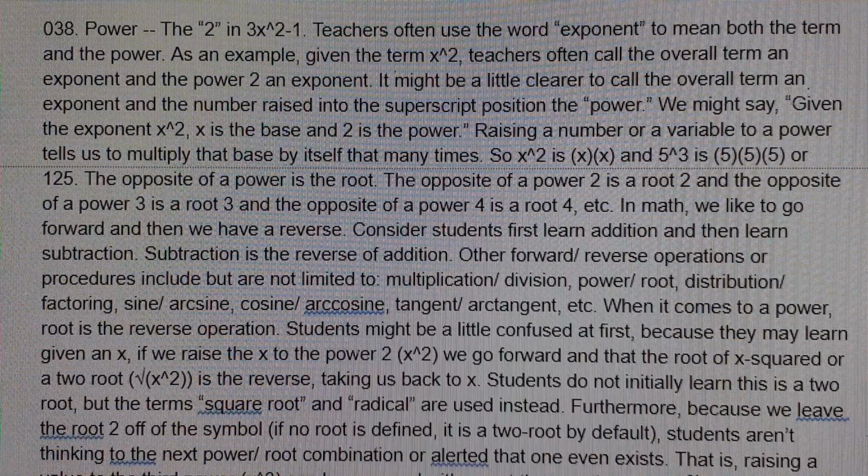A power is a superscript number which tells us to multiply the base by itself that many times. Antonyms: root. Related words: superscript, subscript, constant, variable, base, exponent, root, radical.